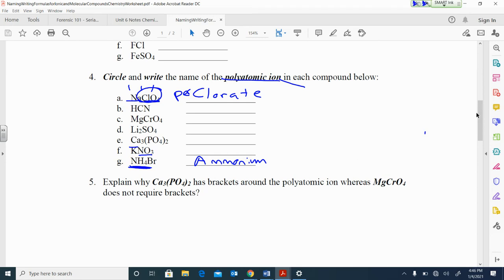So explain why Ca3(PO4)2 has brackets around the polyatomic ion. So why are these parentheses right here?